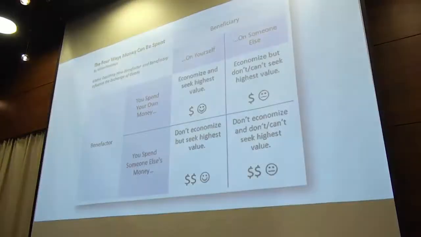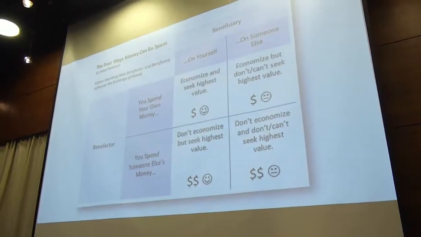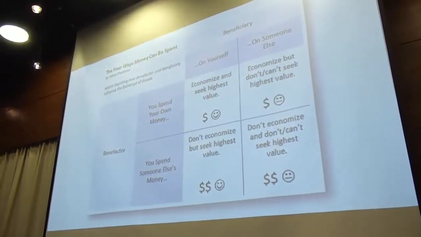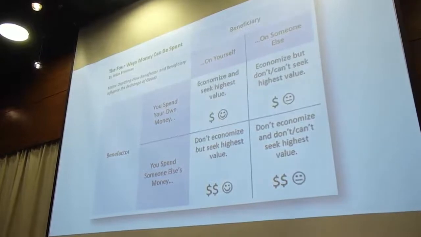Here is the matrix from the famous Milton Friedman. It's about four ways of spending money. It's not about public procurement. It's generally about four possible ways of spending money. And you can see that the situation is quite different whether you spend your own money or you spend others' money. And the ideal and the best situation, according to this matrix, is when someone spends his own money on his own needs. We have a perfect situation. He wants to save money, and at the same time he wants to get the best product.